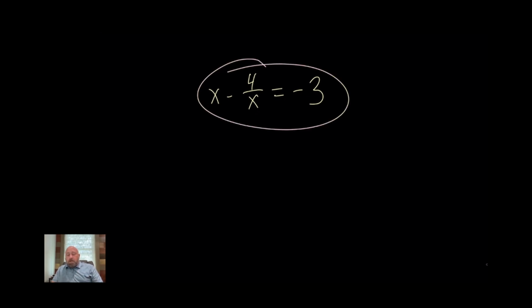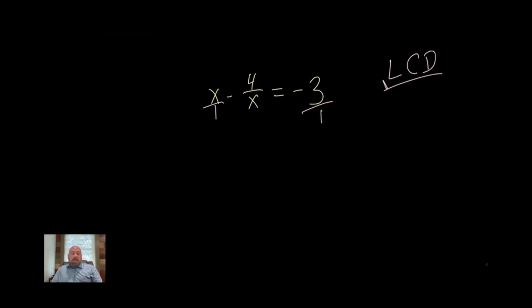All right, let's do this one. So now we have the same thing. We'll just make this into a fraction. We'll make this into a fraction. We want to write the LCD over here. So what is the LCD of this? Well, it's x. Okay, so we're going to multiply everything times x, or x over 1.